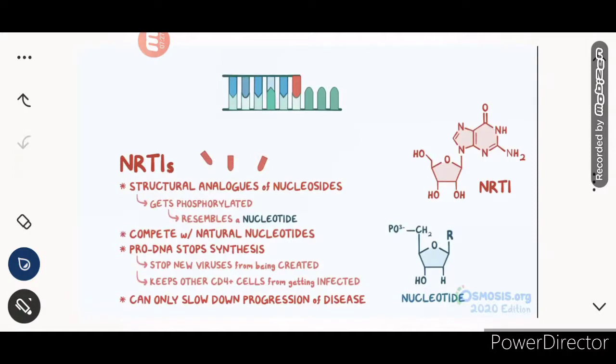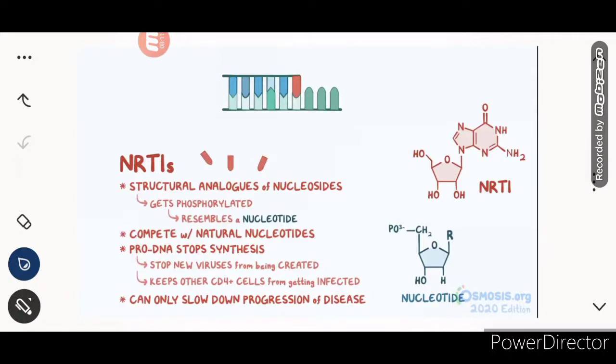Once proviral DNA synthesis stops, that stops new virus being created and keeps the other CD4 positive cells from being infected. But one thing we have to remember: the cells that are already affected, this cannot work in them, because once the DNA is formed, it can't be used, since the nucleotides are already made, so we can't use the NRTIs in that form. Then the other drugs will be used. This drug class can only slow down the progression of the disease, so it cannot be cured completely, but it can slow down the process.